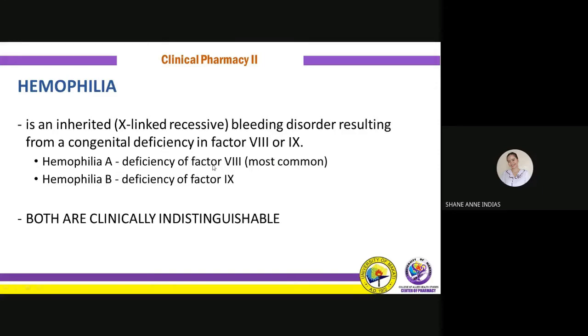Hemophilia A is characterized by the deficiency of factor 8, yung most common na type ng hemophilia is hemophilia A, while hemophilia B is characterized by the deficiency of factor 9. And these two are both clinically indistinguishable. So meaning, hindi mo siya agad-agad mas-specify kung hemophilia A or B pa unless mag-dig further ka dun sa lab test results ng patient.